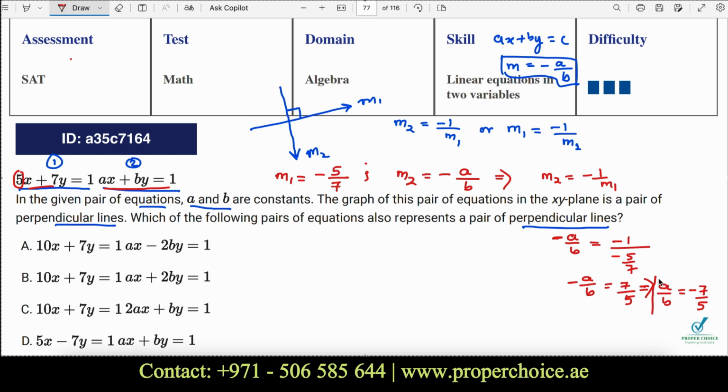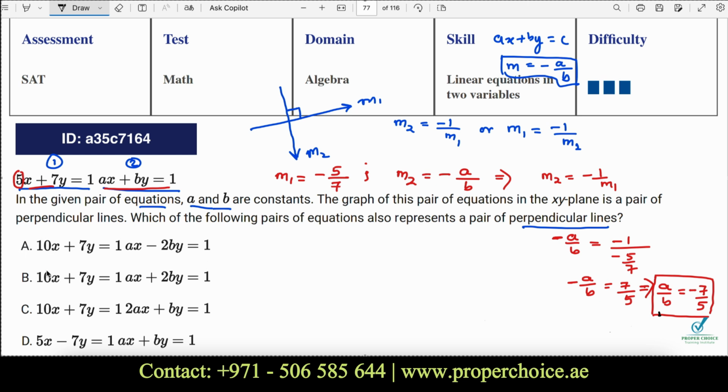Now by keeping this in mind, you have to find the slope of every option, and whichever matches this will be the equivalent choice to the given pair of equations. Let's check every option, and the option which gives the same value of a by b as -7 by 5 will be the equivalent expression. Let me start with option A here.